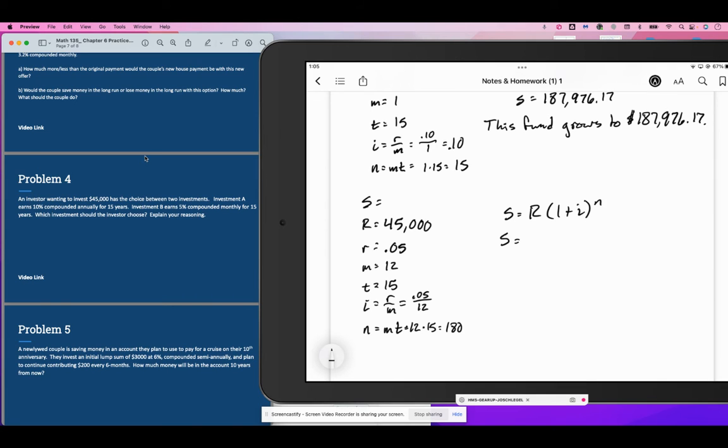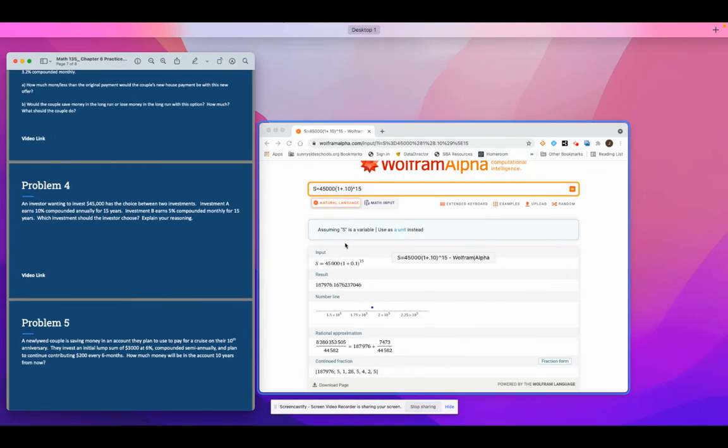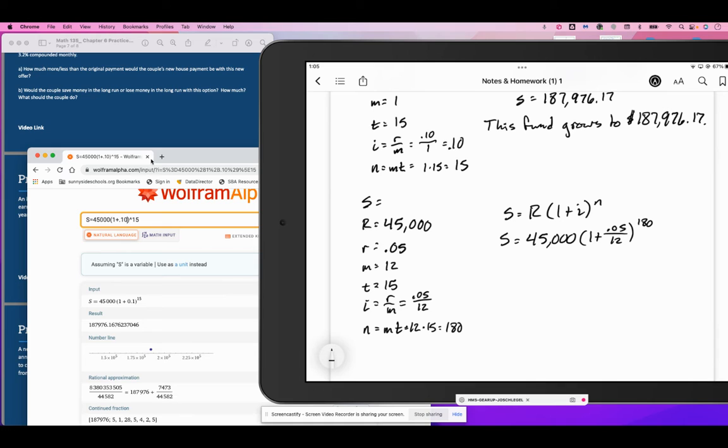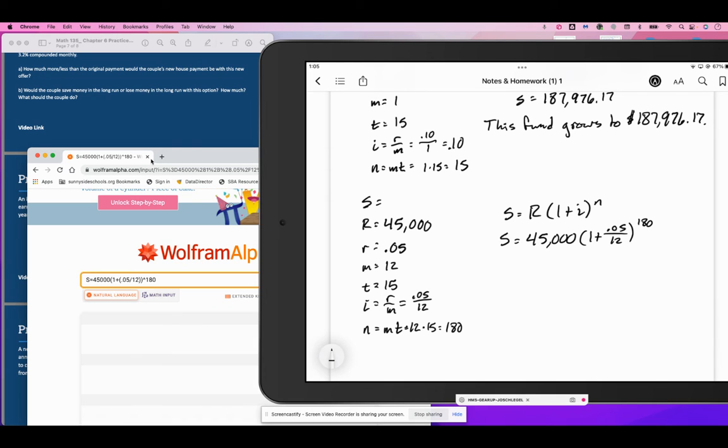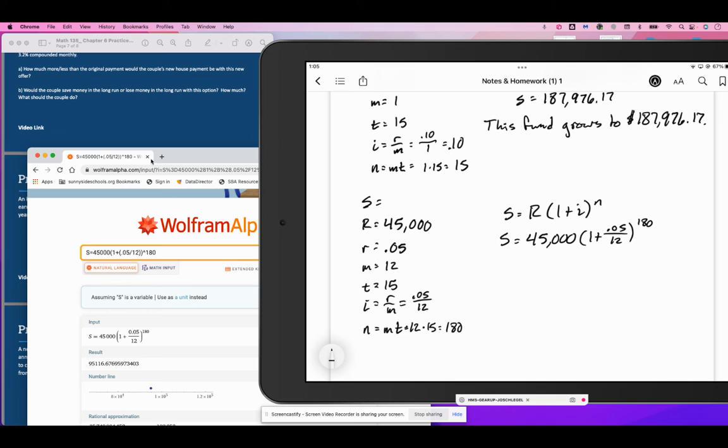And so my compound interest formula, we've got S equals 45,000 times 1 plus 0.05 over 12 to the power of 180. And I think the 10% interest rate is going to be tough to beat. Yes, the difference is enormous.